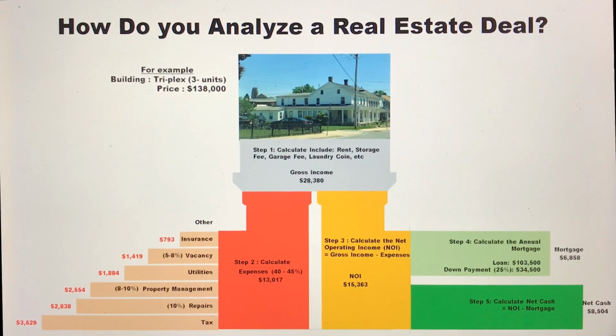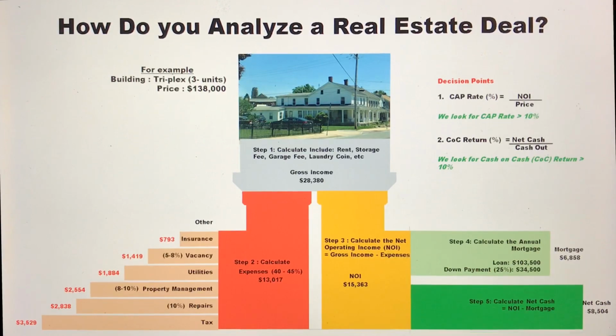Okay, step five. Then you take the net cash, which you get by taking the NOI minus the mortgage. The difference will be your net cash. This is money that is coming to your pocket after paying everything, after paying the mortgage. As you can see, this is money coming to your pocket. You can invest it or you can spend it wherever you want. So that's the last step when you analyze this.